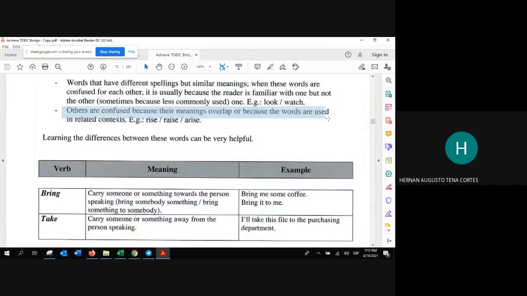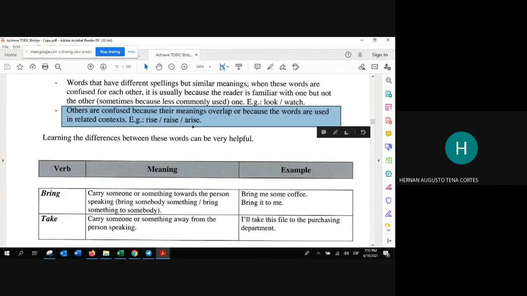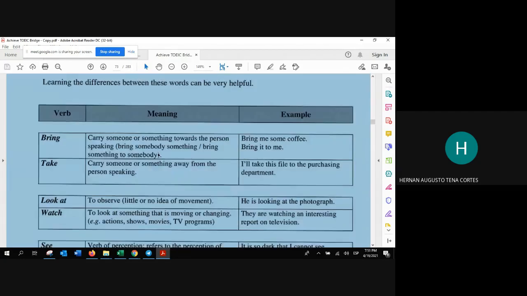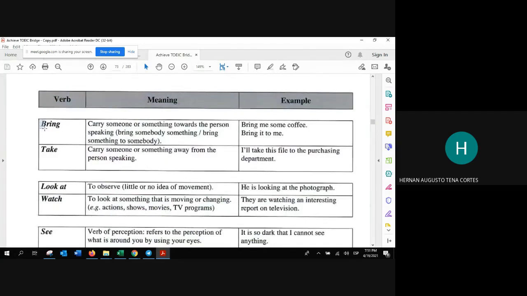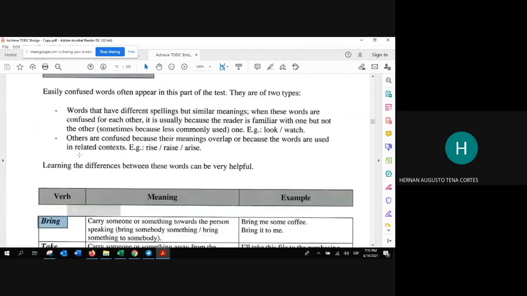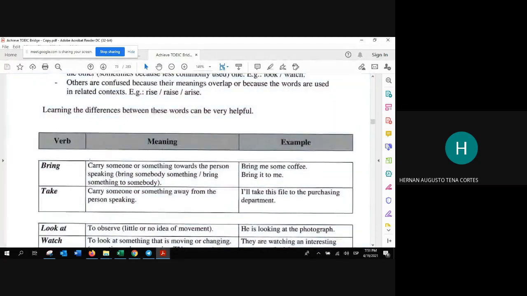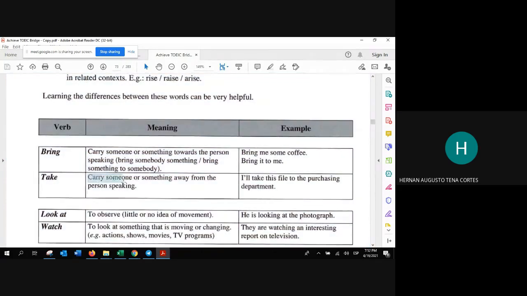Otras se confunden porque los significados se cambian según el contexto o tienen una que otra letra diferente, entonces nos confundimos. For example, we have bring. Bring means carry someone or something. Bring me some coffee. But take means carry someone or something away. So cuando digo bring es traer algo hacia uno. Bring me some coffee. Tráigame café. Bring it to me. Tráigamelo.